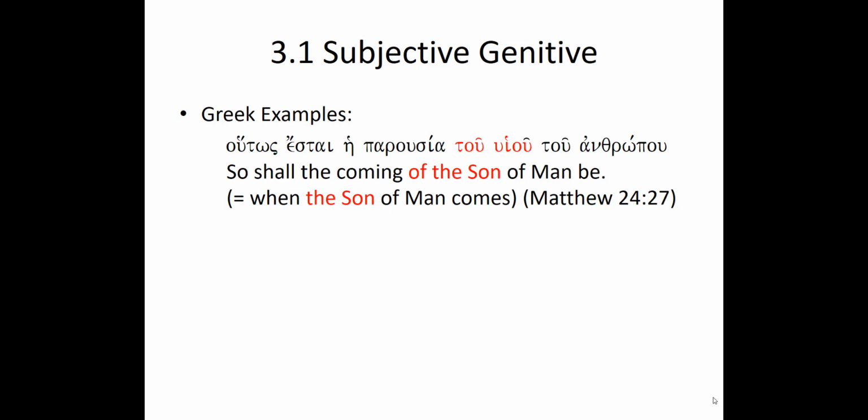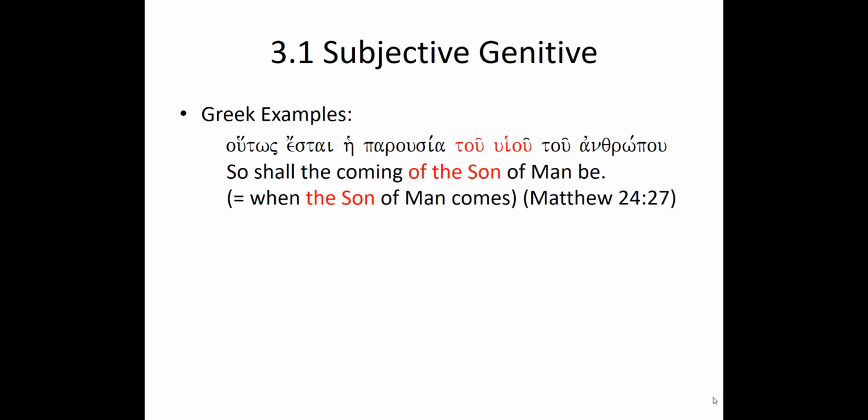Matthew chapter 24, part of the eschatological discourse. And by the way, the main point here is be prepared, be ready. You have to be ready now. You don't know when the Son is coming, so you've got to be ready now.